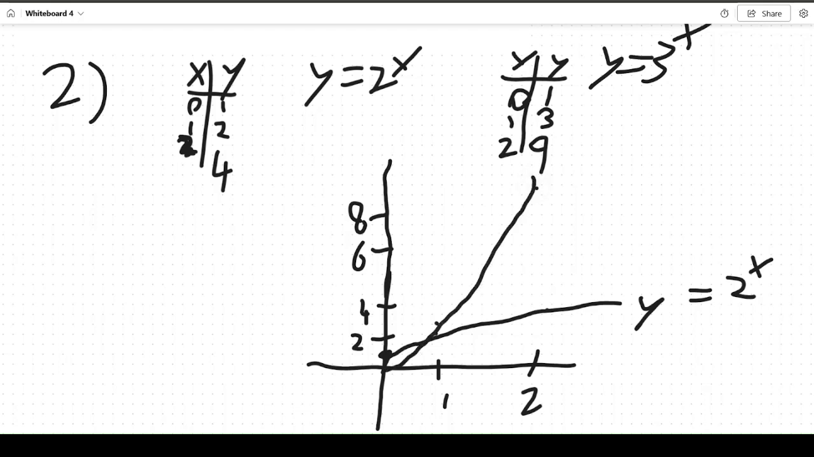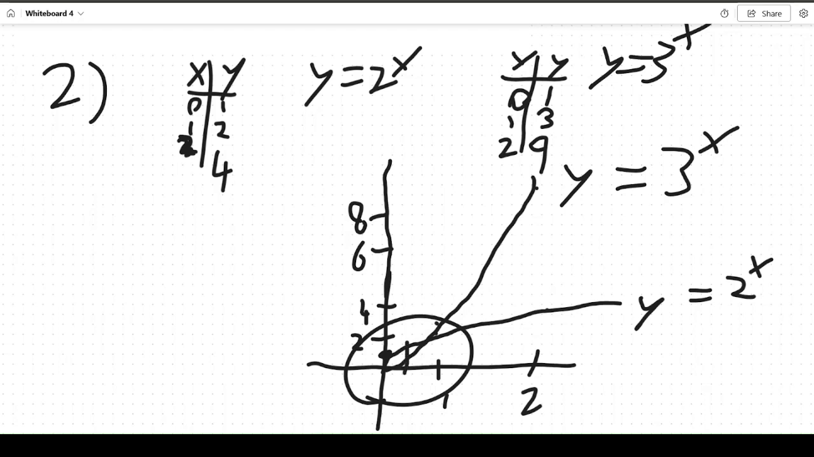So as you can see, guys, we are going to have to find this shaded region. And as you can see, 2 to the power of x would be going first, then 3 to the power of x, because 2 to the power of x is on top and 3 to the power of x is on bottom.